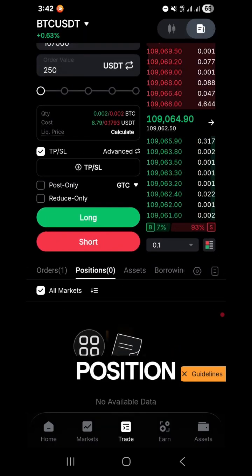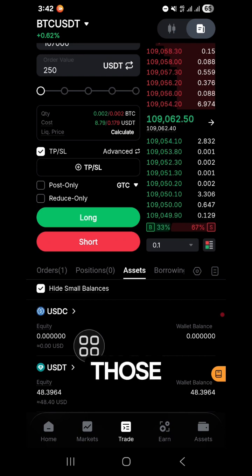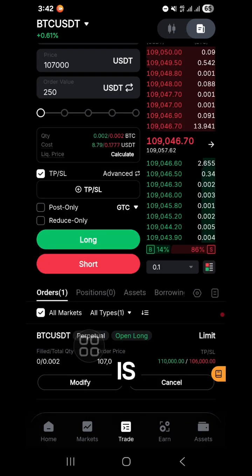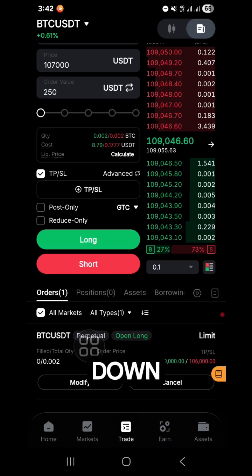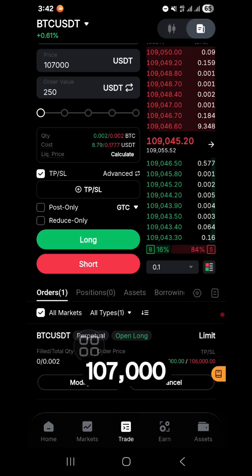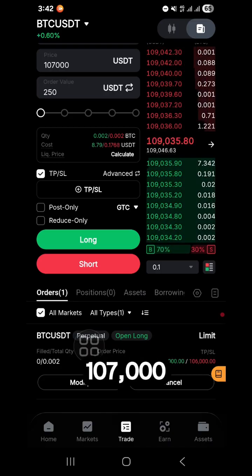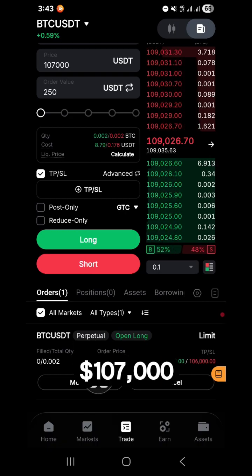If you do this, you can see right here it is in your orders. You have position, asset, borrowing, and all those things. But it's in my orders because I just placed the order, but it has not executed. It's only going to execute when the price of Bitcoin has gone down to 107,000, because I put that it should enter at $107,000.